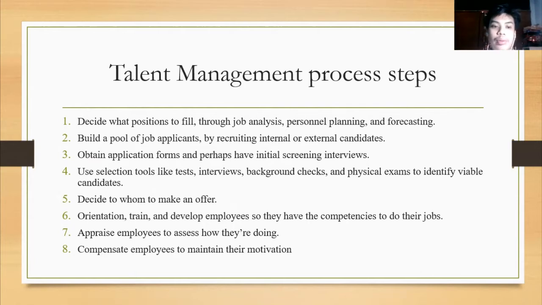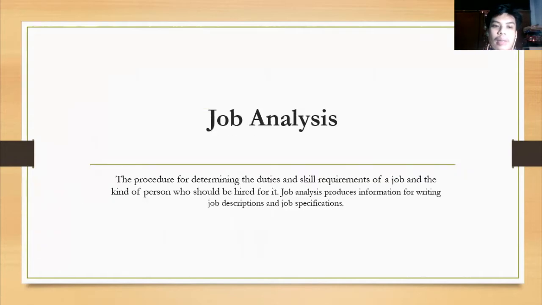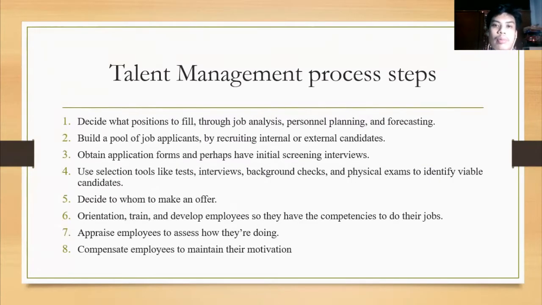The sixth step is to conduct an orientation, train, and develop employees so they have the competencies to do their jobs. The seventh step is to appraise employees to assess how they're doing. And the last step is to compensate employees to maintain their motivation. However, these are the traditional view on talent management process. The current view is to integrate some of its steps in order to achieve one goal.